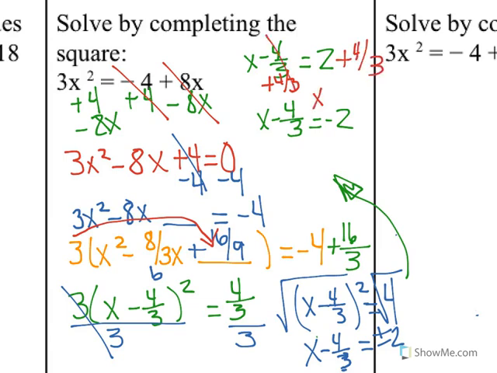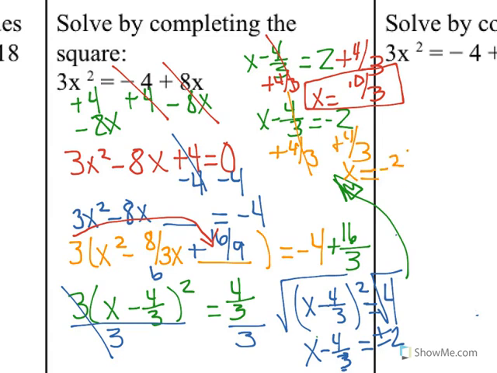So with the first one, I get x is 10/3. And again, you should be using a calculator to do this with the fractions. And for the second one, when I add 4/3 to both sides, and those cancel out, I get x is equal to negative 2/3.